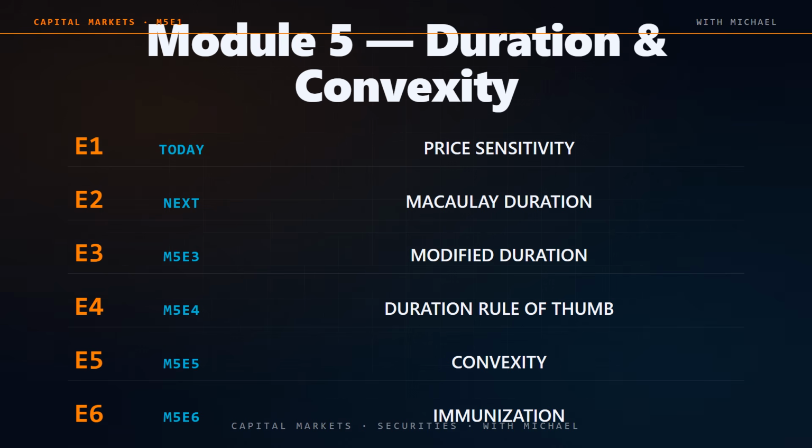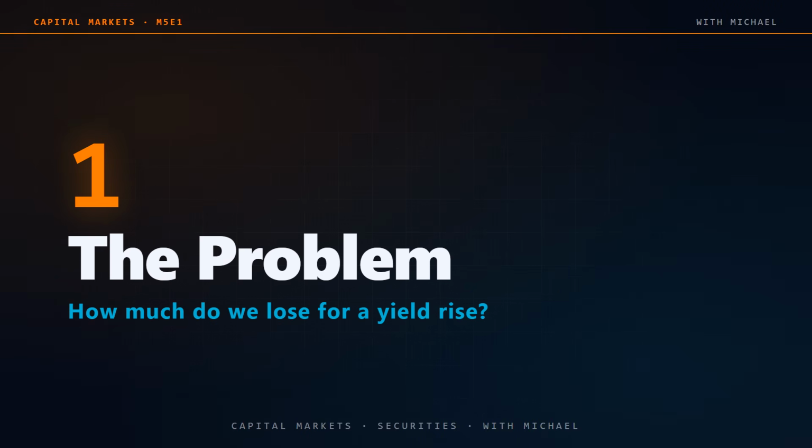Section 1. The problem stated. Imagine you hold a bond worth $10 million. The market yield on similar bonds rises by 1%. How much money have you just lost? The bond pricing formula gives the answer, but only by recomputing the price at the new yield and subtracting from the old price. That works for one bond but becomes impractical for a portfolio of hundreds or thousands of bonds.